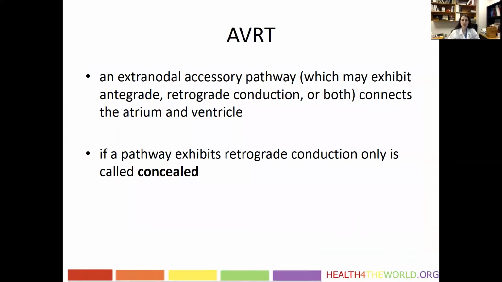The next mechanism we're going to talk about is the atrioventricular reciprocating tachycardia. It has to do with an extranodal accessory pathway, which connects the atria and the ventricles in addition to the normal conduction system of the heart, the atrioventricular node. This pathway may exhibit antegrade conduction, retrograde conduction, or both. And in the cases where it only conducts retrogradely from the ventricles to the atria, we call it a concealed pathway.